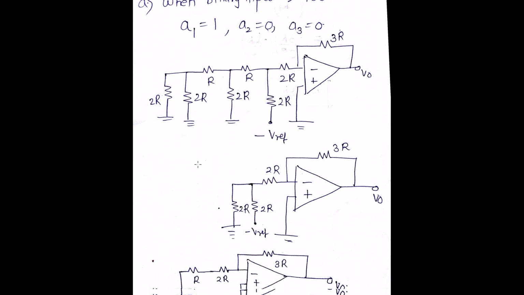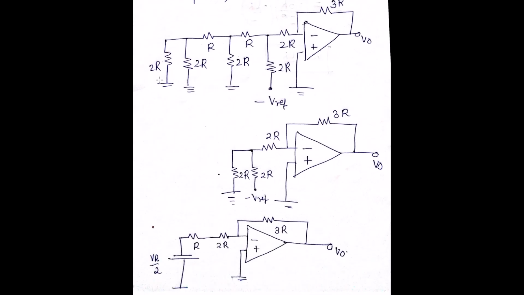Hence, you can reduce this circuit as this, because 2R in parallel with 2R becomes R, and the R and R in series become 2R. Then you have the 2R and 2R again becoming R, and the R and R becoming 2R again. So it's just a series-parallel game. You will get 2R over here, you have 2R over here, you have minus V reference, you have 2R, and then you have the 3R. Just apply the voltage divider rule and you will get this as the final diagram.